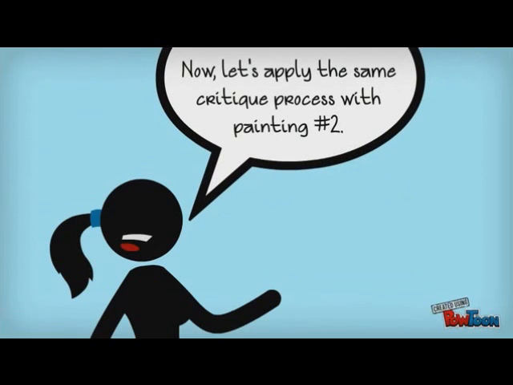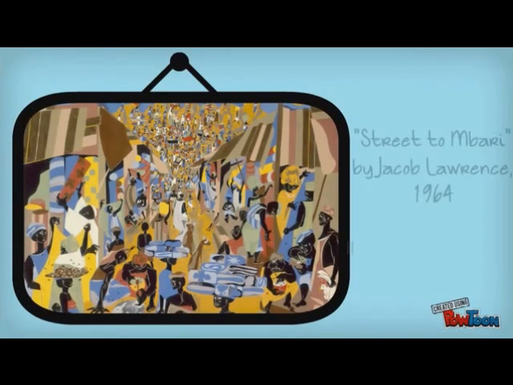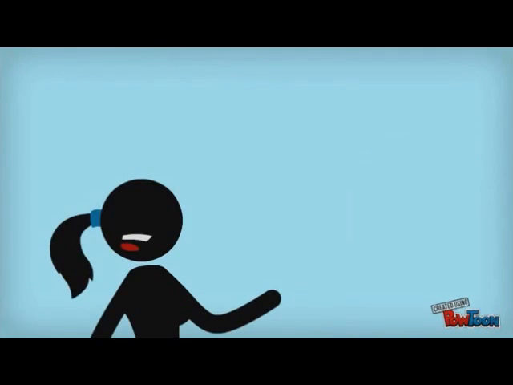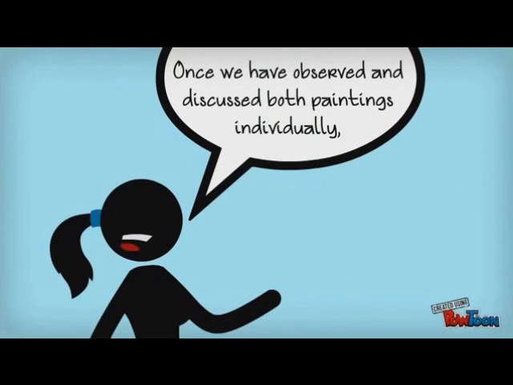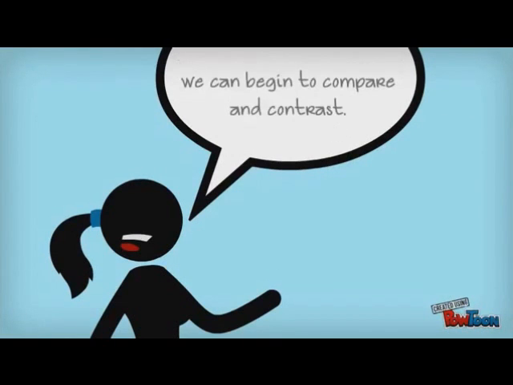Now it's time to repeat the critique process with the second image. Remove the first image and allow the students to observe the second on its own. For the second, I have chosen a piece from the Harlem Renaissance, known as Street to Mbari by Jacob Lawrence, 1964. Once the class has observed and discussed both paintings individually, they can begin the compare and contrast part of the assignment. Fill out the worksheet with them.